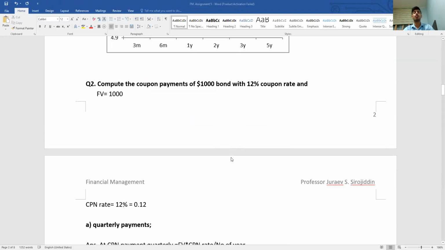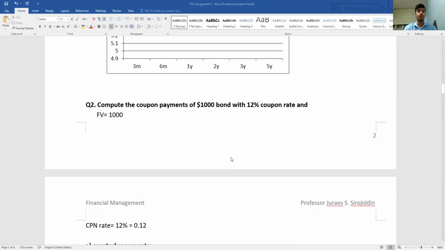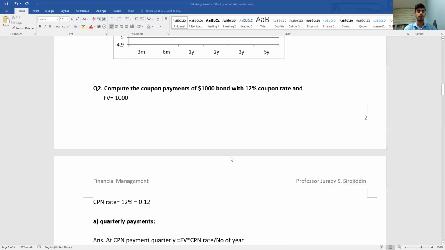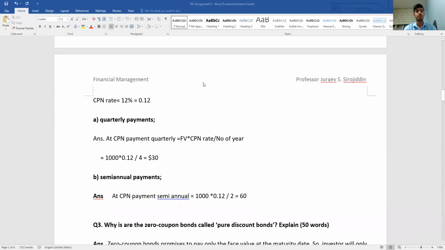Compute the coupon payment of a 1000 bond with a 12% coupon rate, and face value is 1000. Coupon rate is 12%, which is 0.12. Quarterly is face value times coupon rate divided by the number of periods. In 1 year there are 4 quarters, so divided by 4, $30. Semi-annual, in 1 year two semi-annuals, so $60.